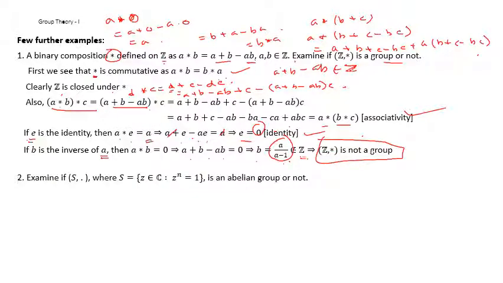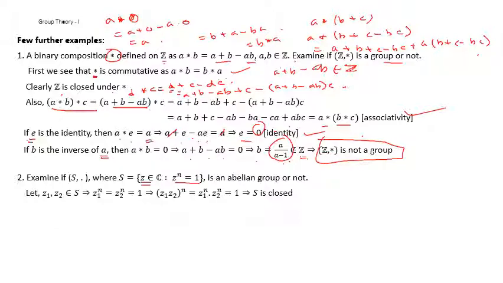অ্যানাদার এক্সাম্পল আমরা দেখব যে S dot, যেখানে S is the set of all complex numbers such that z to the power n equal to 1, whether it is an abelian group or not. Now যদি এই সেটের দুটো মেম্বার আমরা ধরে নিই z1 z2, then z1 and z2 both satisfy this equation. That means z1 to the power n is 1 and z2 to the power n is 1.